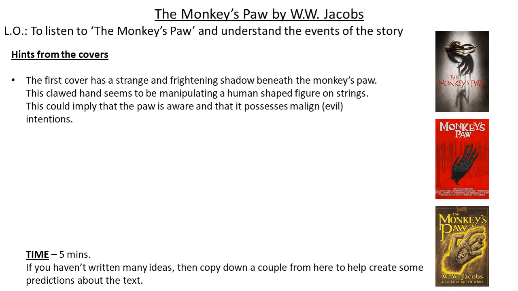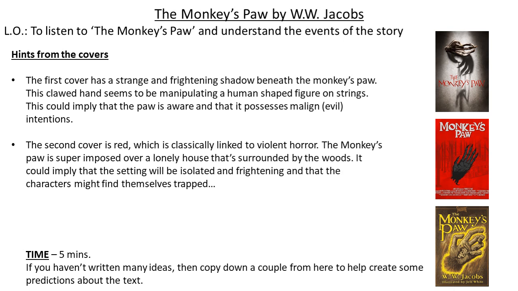Hints from the covers. So we're now going to go through each of these covers and discuss what they could indicate about the story. So the first cover has a strange and frightening shadow beneath the monkey's paw. This clawed hand seems to be manipulating a human-shaped figure on strings. This could imply that the paw is aware and possesses malign, evil intentions.